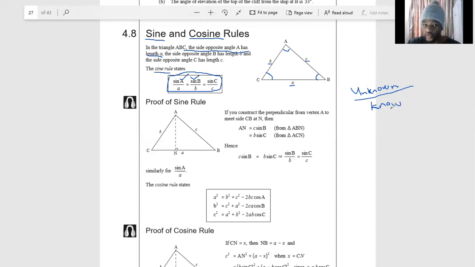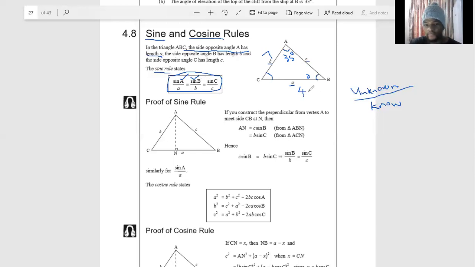What do I mean? When it comes to the sine rule, if you're looking for an angle, let's assume that they give you that the angle of A is 35 degrees, and then they ask you to calculate the angle of B. Then you know that this side is 4, and this side is 7. What is unknown? Is it the side or the angle? They said angle B, so the unknown is the angle. So you will put the sine B on top.